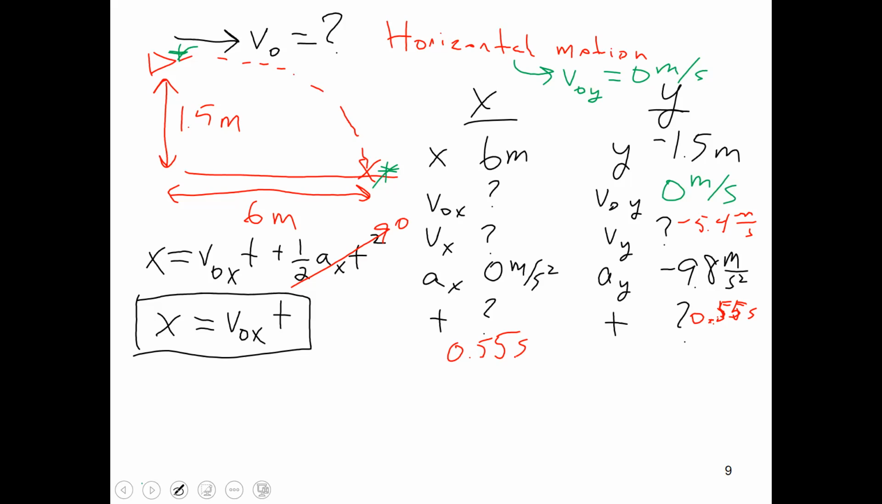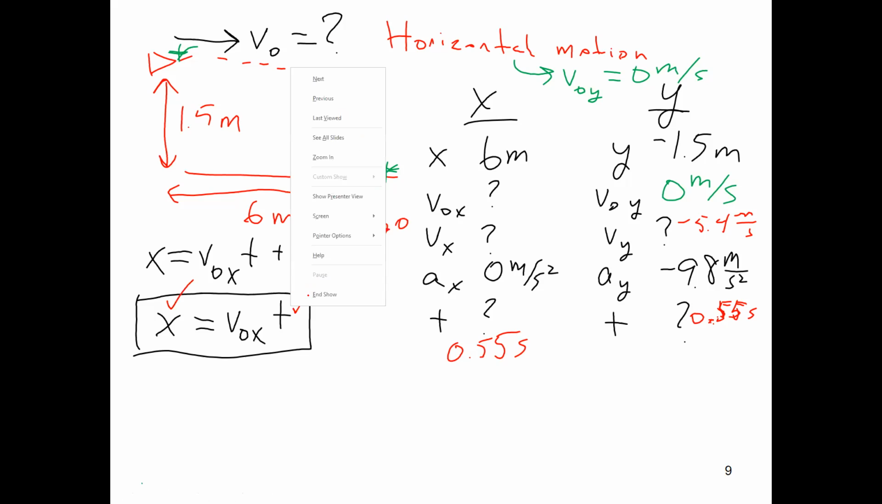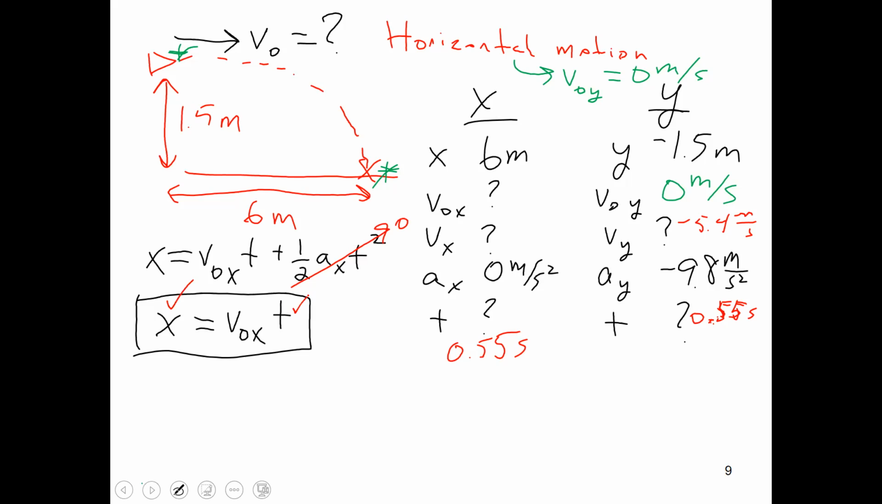All right, and now if we look at our boxed equation here, we've got the displacement in the x direction. We've got the time period. So we can go ahead and solve this boxed equation for initial velocity. V naught x is equal to x over t. This looks like 6 meters over 0.55 seconds.